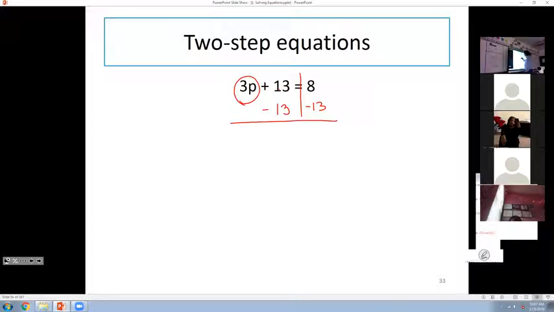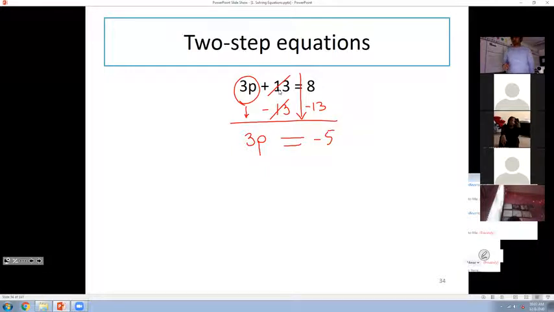So let's do it now. So the first term is 3p. Put this one in the elevator and bring it down. And 13 minus 13 is 0. And put the equal sign down. And 8 minus 13 is equal to negative 5. You can use your calculator for that. And okay, it's not a problem.